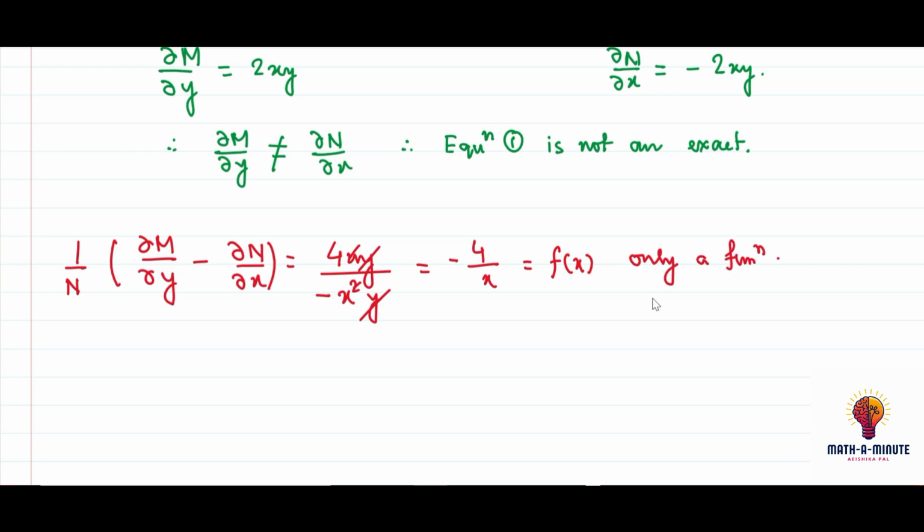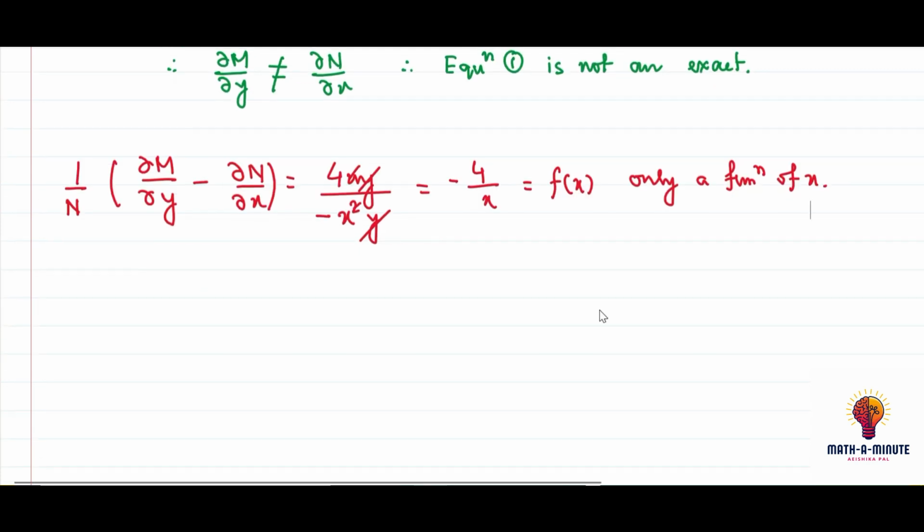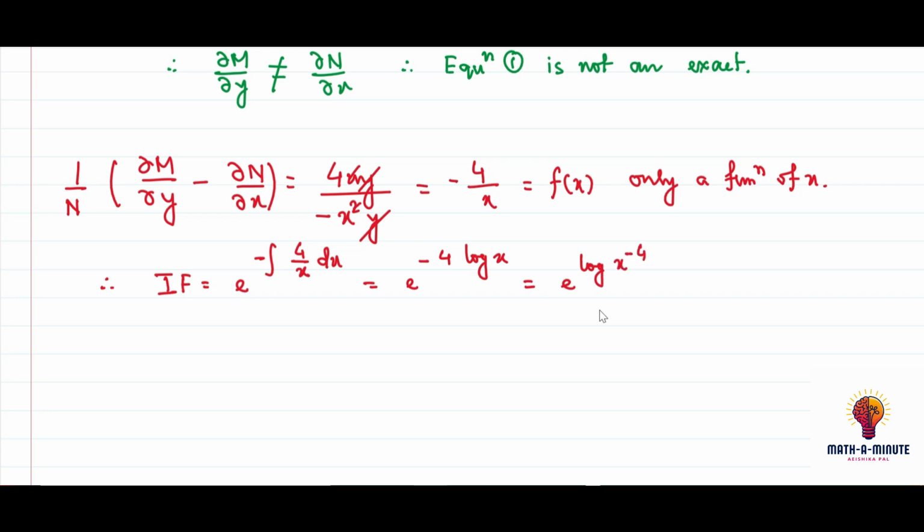So therefore, the integrating factor here will be e to the power integration minus 4 by x dx. So e to the power minus 4 log x, because integration of 1 by x is log x. So it will be e to the power log of x to the power minus 4, which is 1 by x to the power 4. This is our required integrating factor.